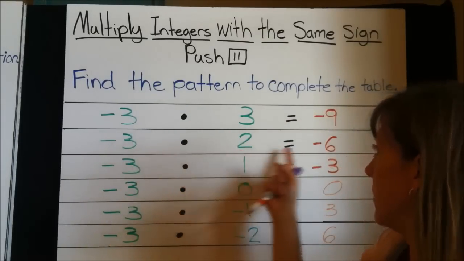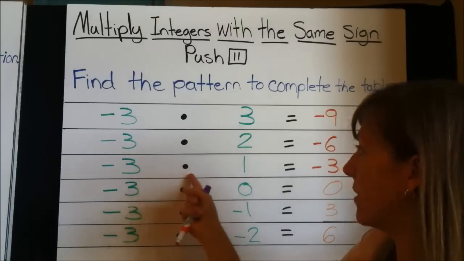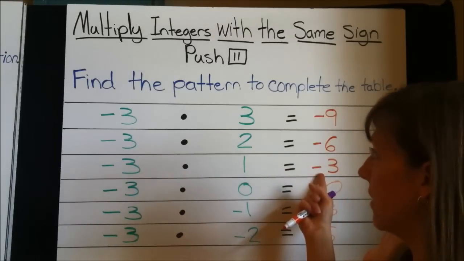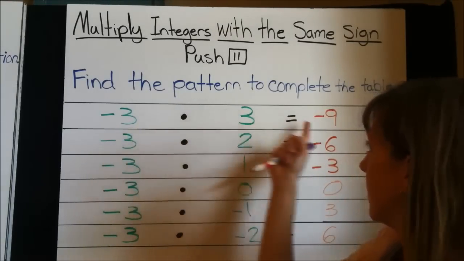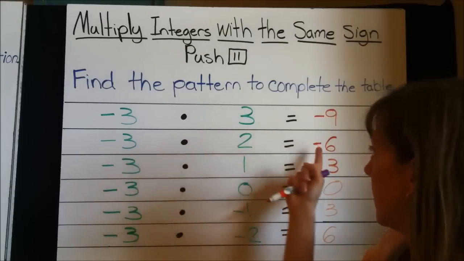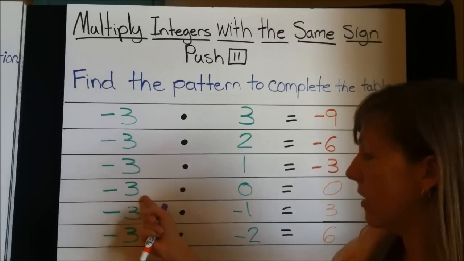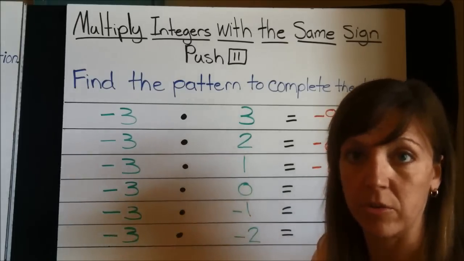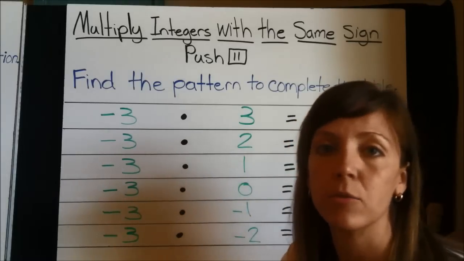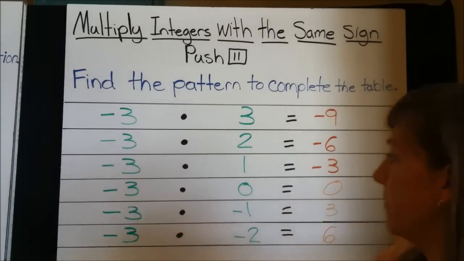Negative 3 times a positive 2 is a negative 6, and negative 3 times positive 1 is a negative 3. A positive times a negative is a negative. Now, negative 3 times 0, anything times 0 is just 0, and 0 is neither positive nor negative. So we just say 0.